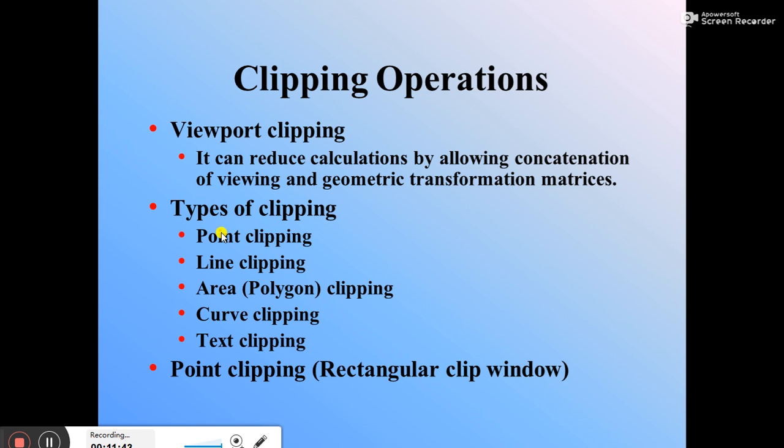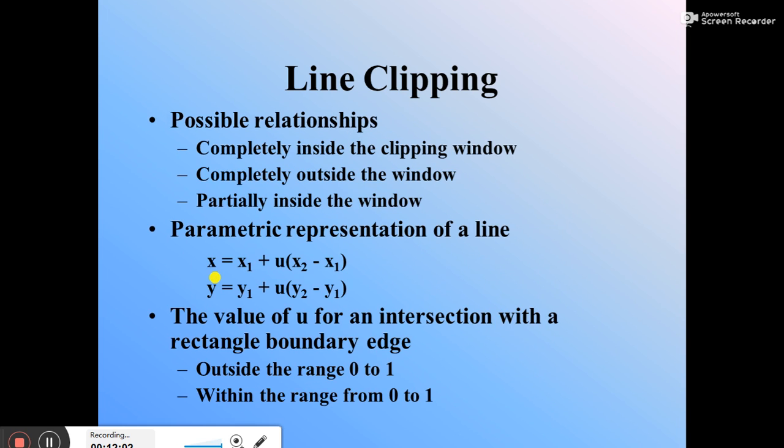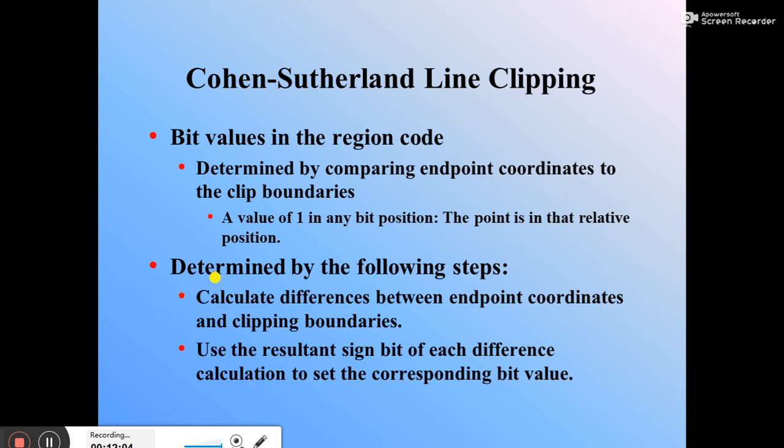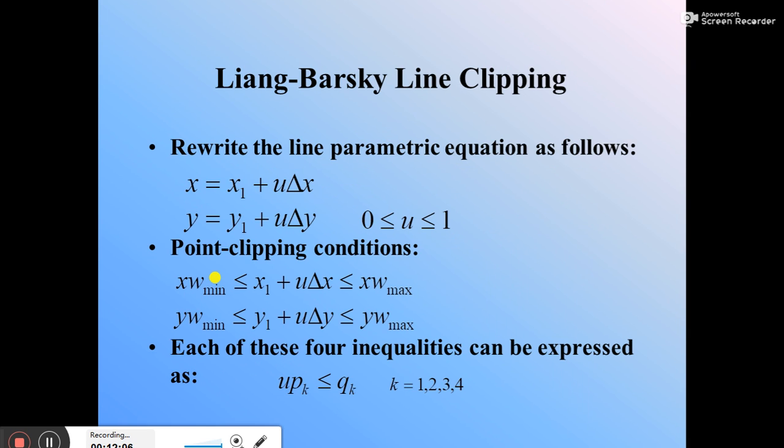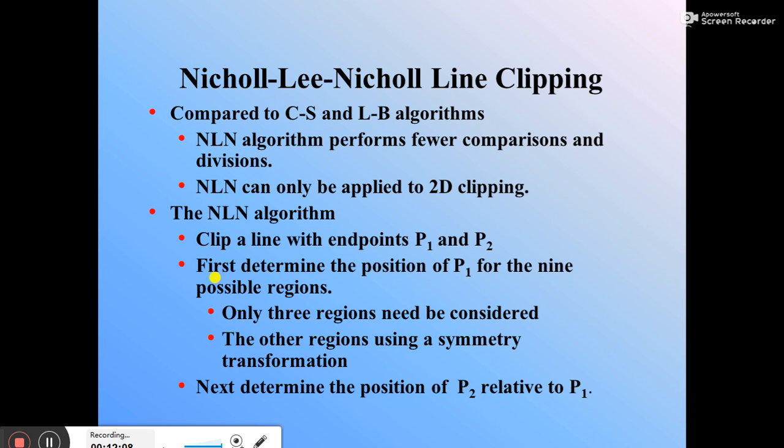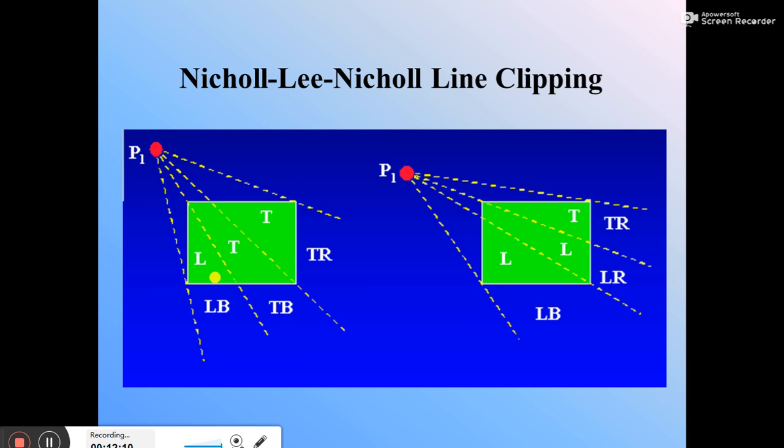There are different types of clipping: point clipping, line clipping, area clipping, curve clipping, text clipping. But for our course, we'll go for point, line and area, basically more focused on line and area. There are lots of algorithms in the case of line clipping: the Cohen-Sutherland line clipping algorithm, the Liang-Barsky line clipping algorithm, and the Nicholl-Lee-Nicholl line clipping algorithm.